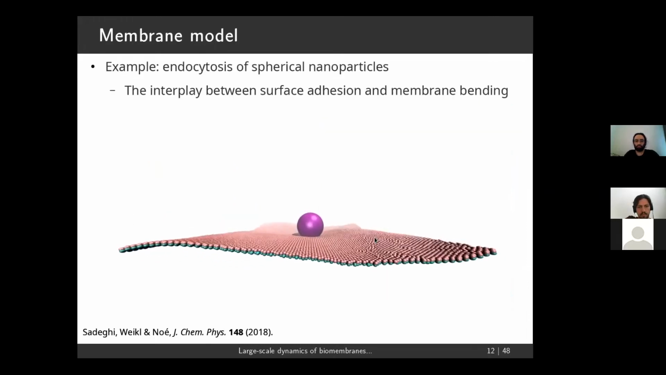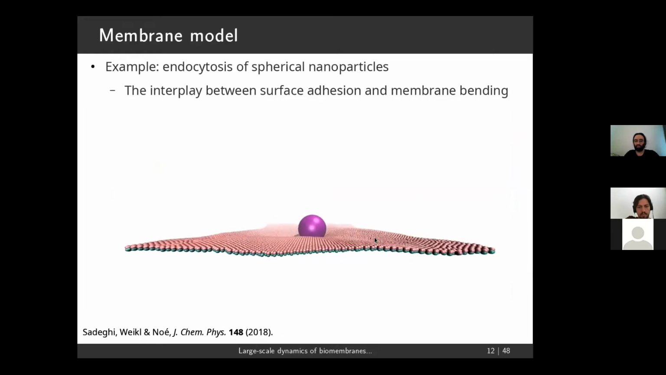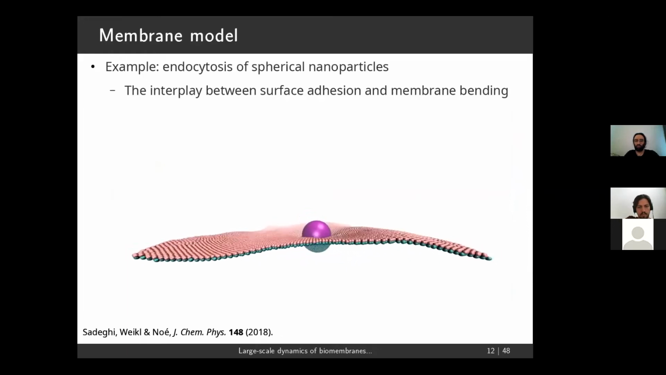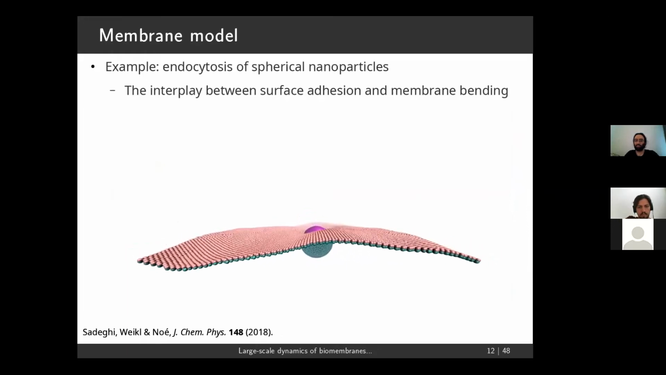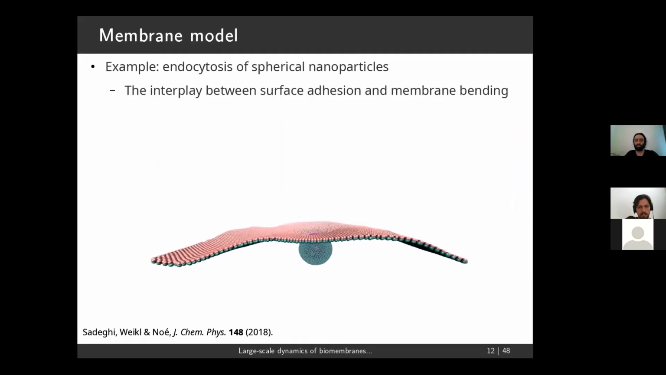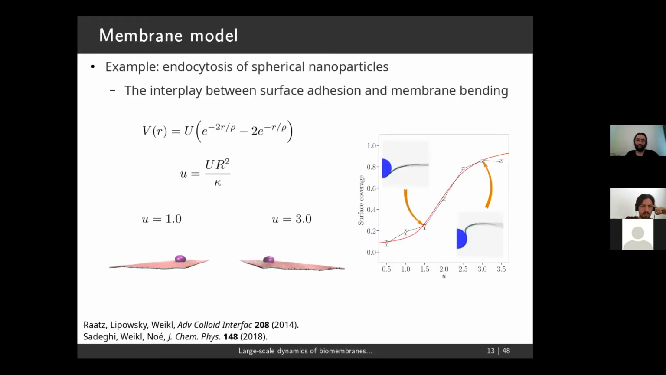So this is a full simulation in which you see the in-plane and out-of-plane motion, in which I have put a spherical nanoparticle on top of the membrane, and this nanoparticle interacts with the surface of the membrane through a surface adhesion potential. What was interesting about this system is that it shows the interplay between the adhesion strength and the bending stiffness of the membrane.